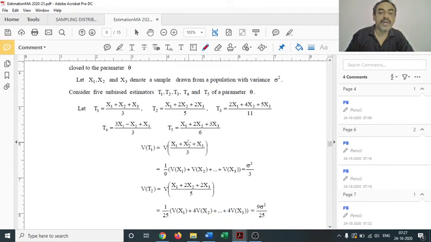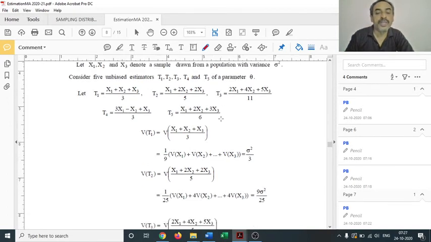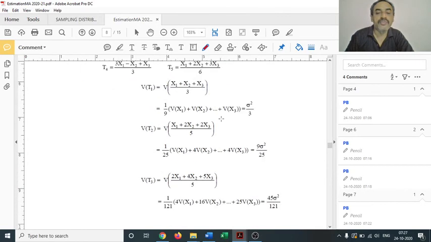You can see that all these estimators are unbiased. By considering E of T1, E of T2, E of T3, E of T4 and E of T5, you can show that all these expectations are equal to theta. Therefore, these 5 estimators are unbiased estimators, and they are eligible for efficiency check. Next, our idea is to identify the estimator having least variance.